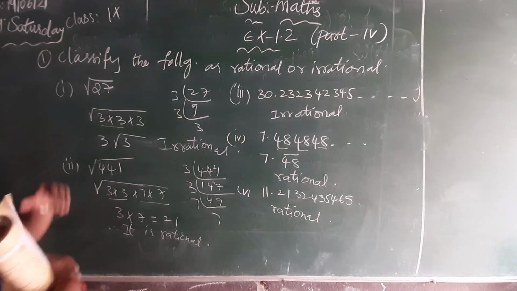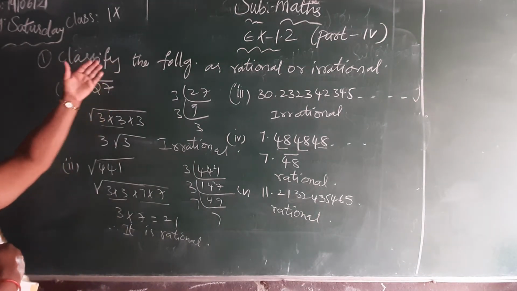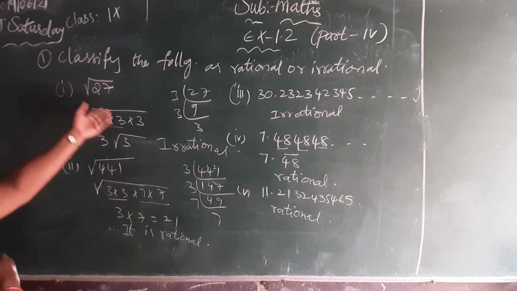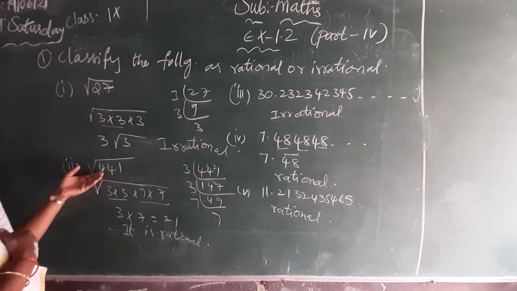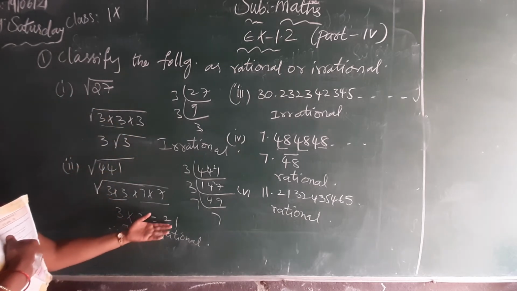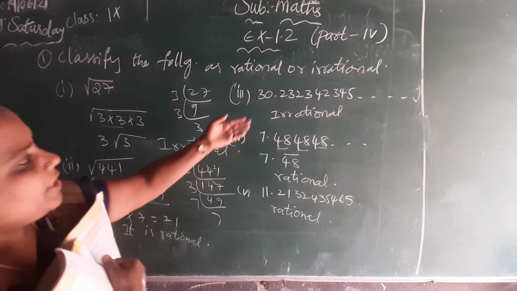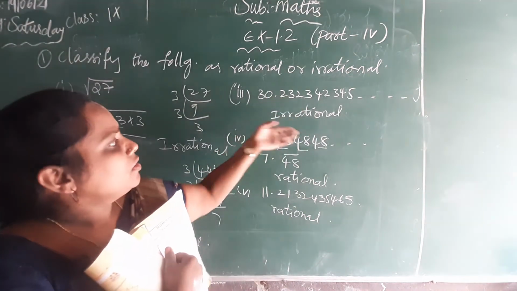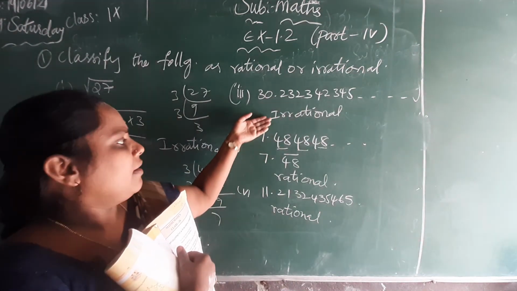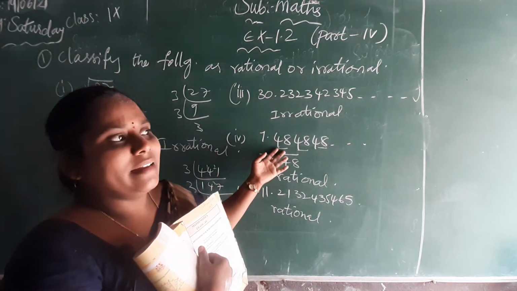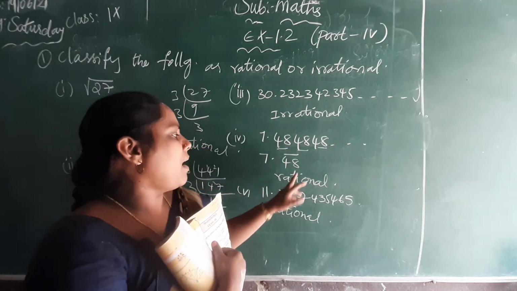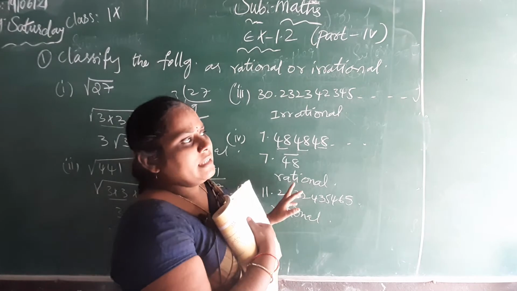So, understood how to classify the given numbers as rational or irrational? Root 27 is not a perfect square root, so it is irrational. Root 441 gave a perfect square root, so it is rational. The third has numbers that go on without a repeating pattern, so it is irrational. In the fourth, 48 48 48 repeats, so we write 7.48 bar. It is rational.